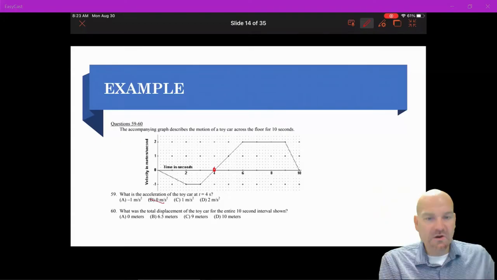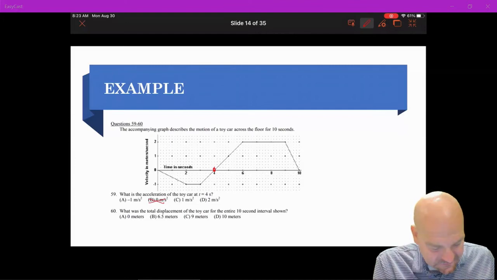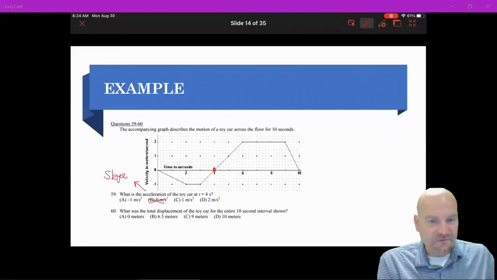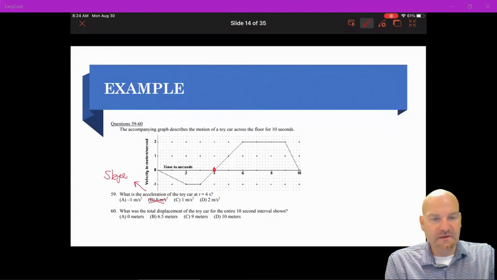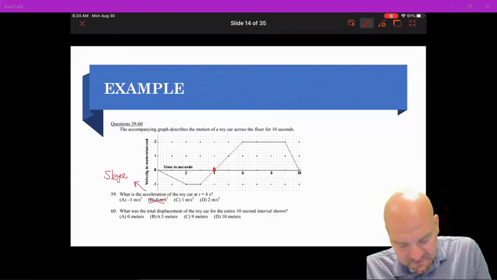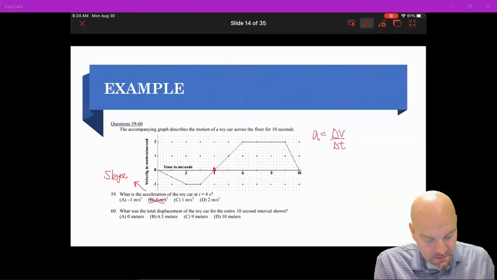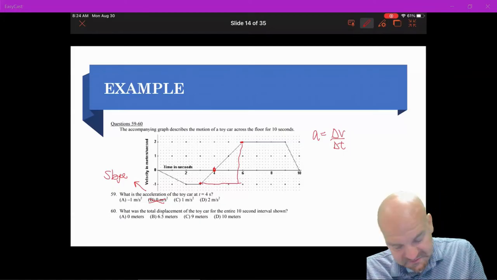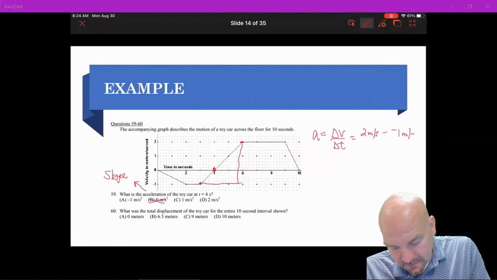Okay, it is not going to be 0, because what we need to do is find the slope at that point. Because remember, acceleration is the slope of a VT graph, okay? And so what we do is we say acceleration is delta v over delta t, or rise over run. And so I'm going to go to this point and look at it this way, okay? My final velocity is 2 meters per second. My initial velocity is -1 meter per second, okay?